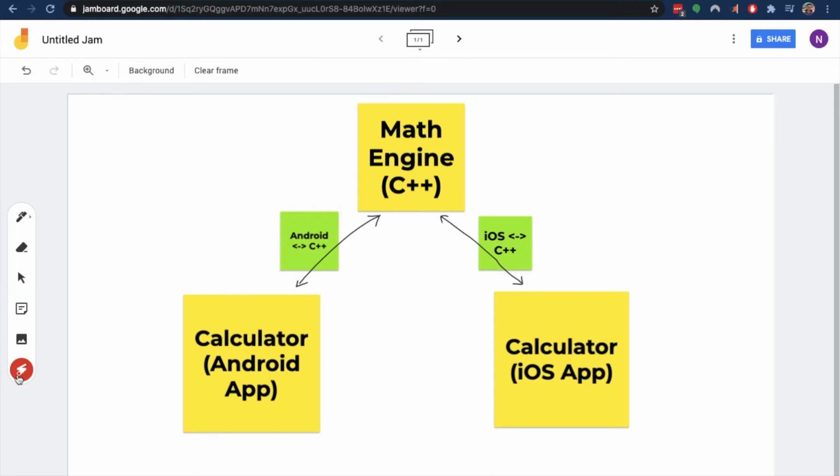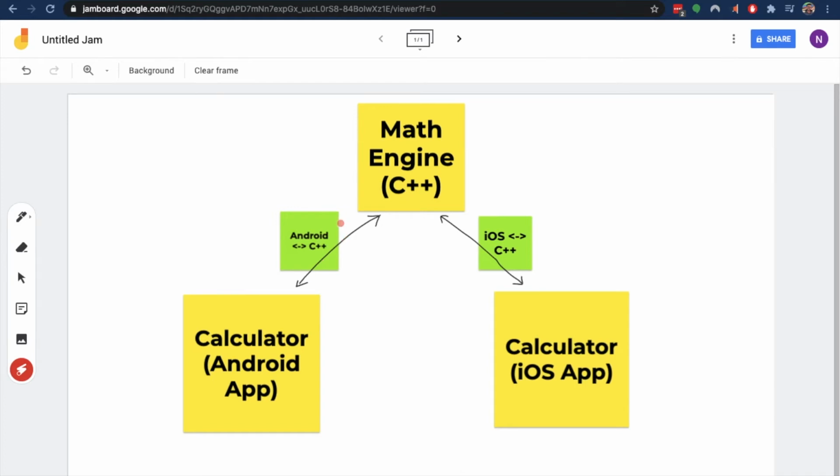So on the top, we have the almighty math engine, and it will be responsible for the functions that I mentioned earlier. Then on the bottom level, we see the Android and iOS mobile apps. This is where we will be displaying the answer, fetching from the C++ side, and things like that.